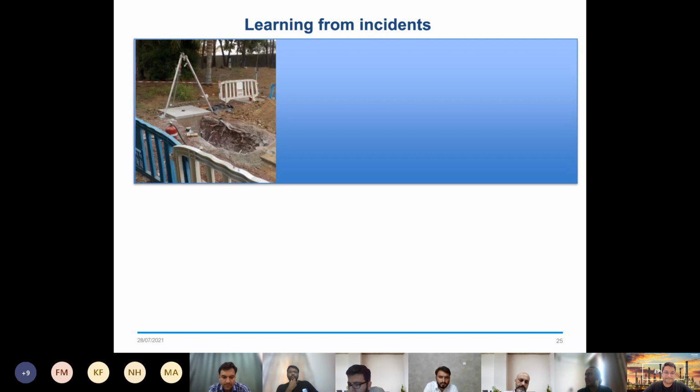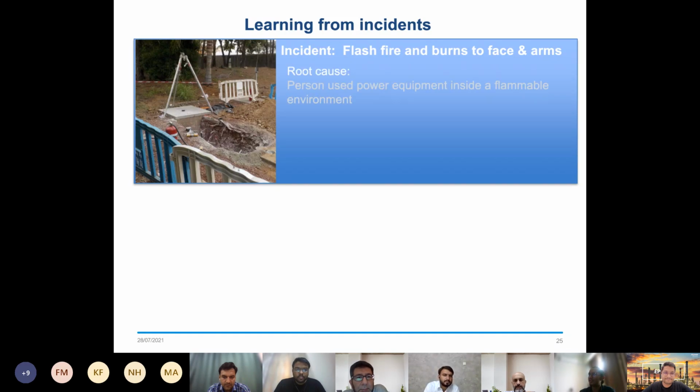So how about the next learning from incident? There's one incident regarding a flash fire and burns to the face and arms. What is the root cause? The root cause is that the person was actually using a power equipment inside a flammable environment. What can we think of as the contributing factors in this case? What do you think? There is some hint there. The hint is already given to you: use of power equipment in flammable environment. So what could have contributed, or what are the contributing factors to the fire?